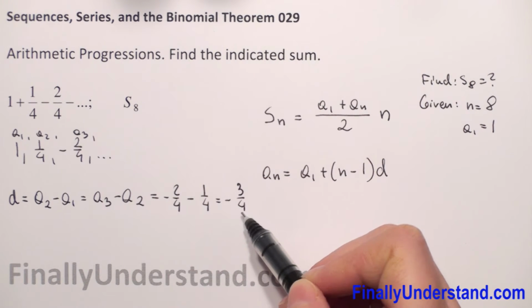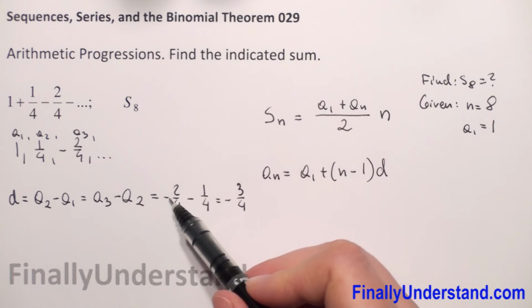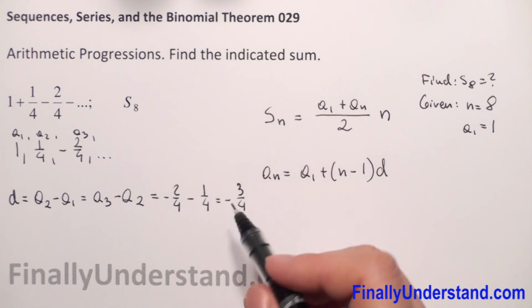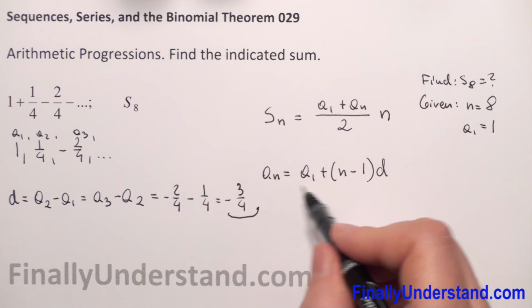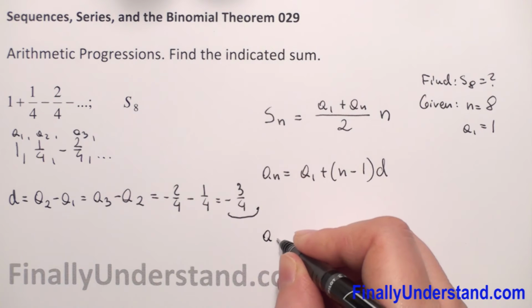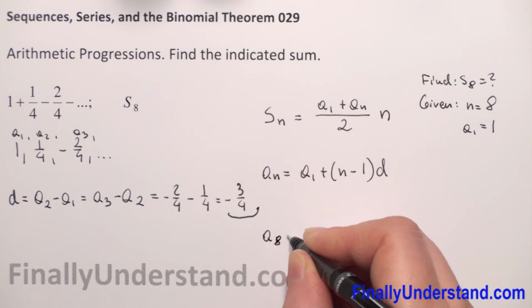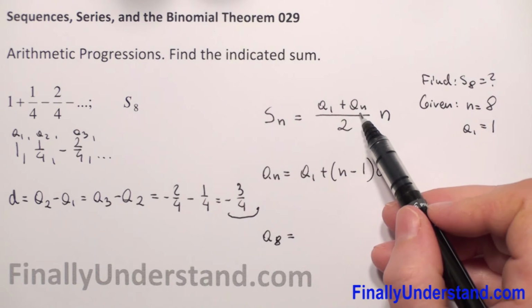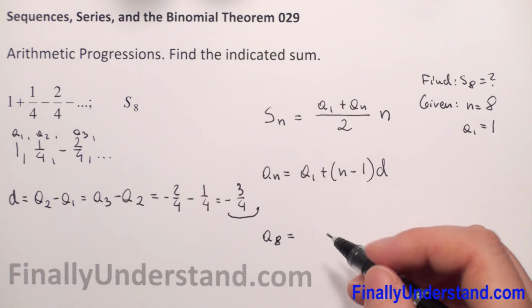We copy the denominator and we have to subtract numerators. Negative 2 minus 1 is negative 3. We can put this negative sign before this fraction. So we have d. When we have d, we can find in our example the a8 term, because n is 8 in our problem, and we need the a8 term to find this sum.